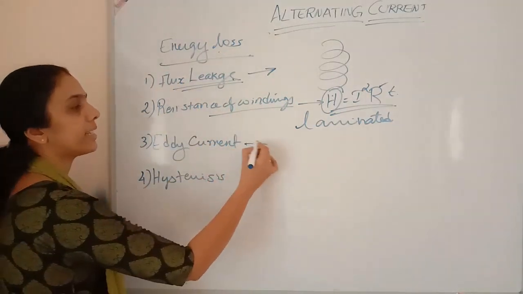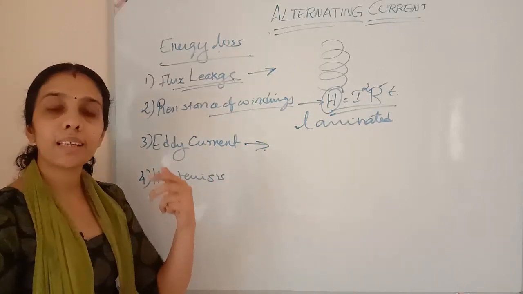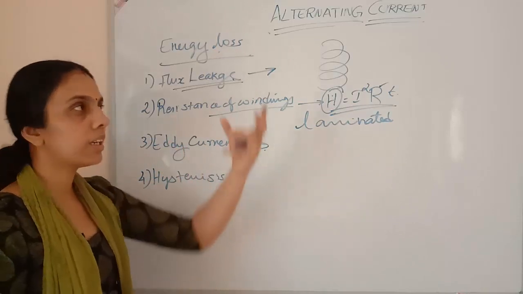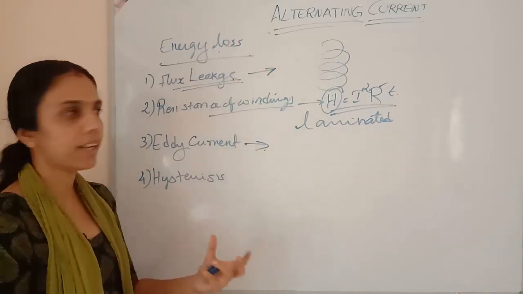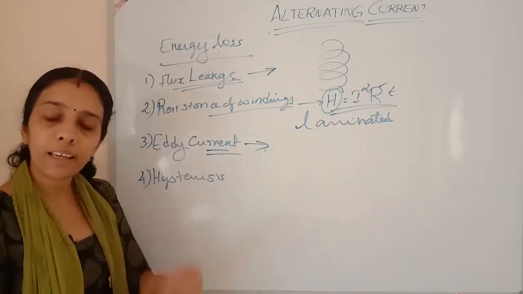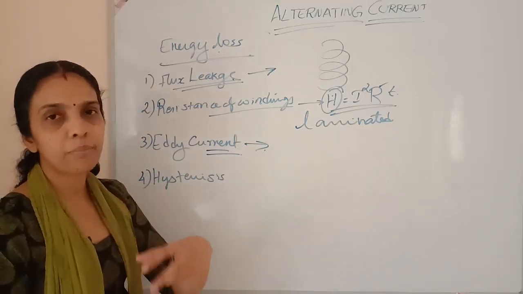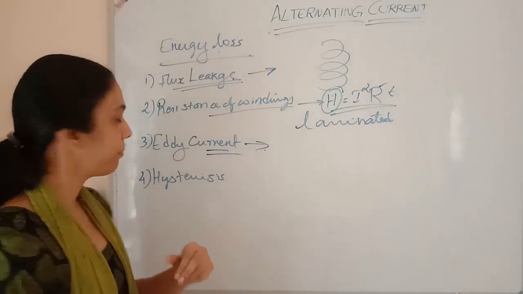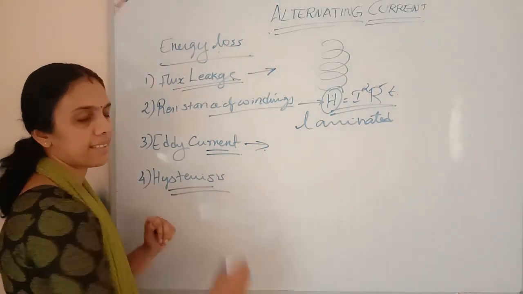Next is eddy current. Through electromagnetic induction only, this transformer is working, right? So eddy currents will form, which cause a heating effect again, and this can be minimized by using a laminated iron core. And then there is the hysteresis loss.